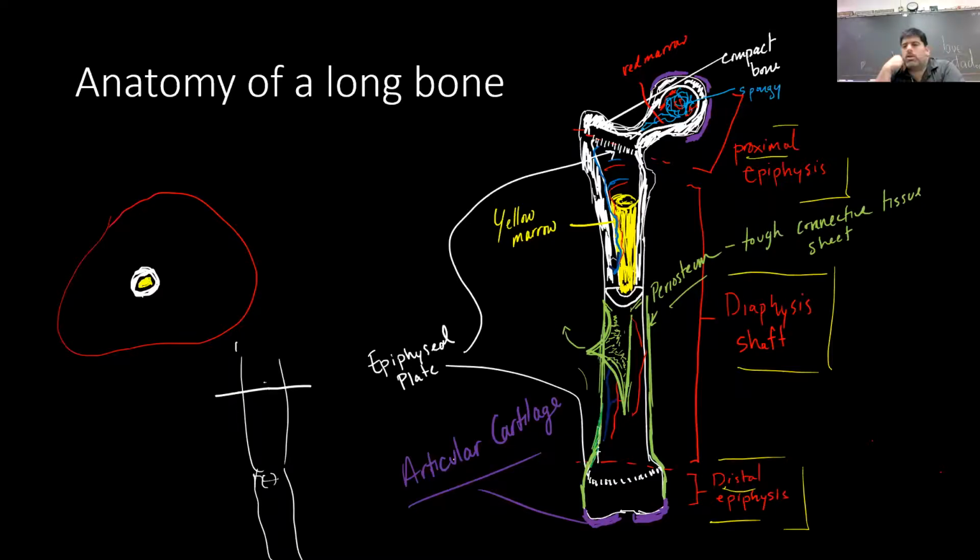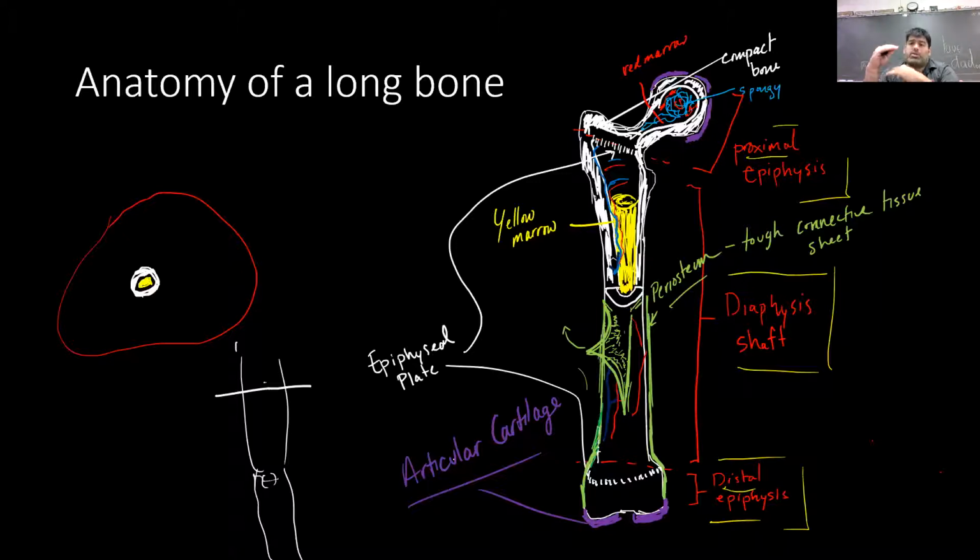You recall yesterday we looked at the anatomy of a long bone, and we had much of this stuff on here, but I do just want to run through it again to make sure we're all on the same page. This is a long bone. In this case, this would be the femur. For the most part, we break long bones down into 3 parts.